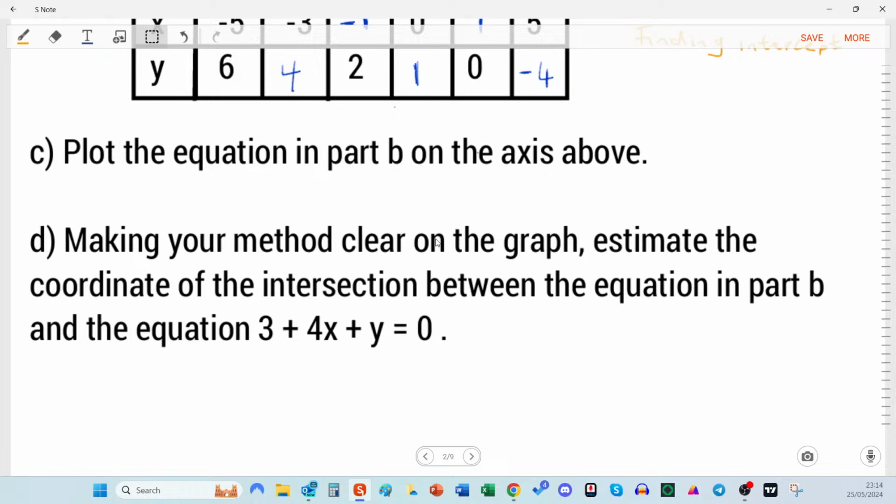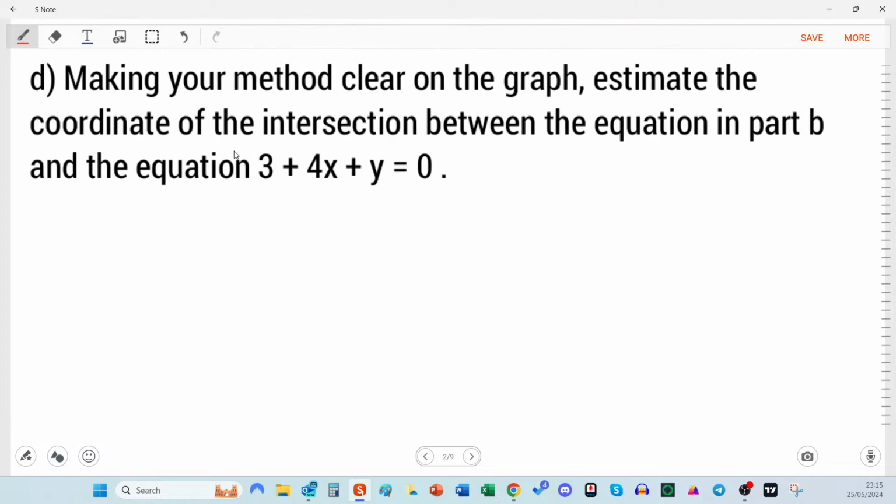Making your method clear on the graph, estimate the coordinate of the intersection between the equation in part B and the equation... This is also really good to see. So you're going to see equations that don't look like what you want them to. This, for example, doesn't. But what we can do is rearrange it. So these two I want to the other side. And I'll do this one bit at a time. Now, I know sometimes it can be difficult to take on new methods, but this method is really the best.